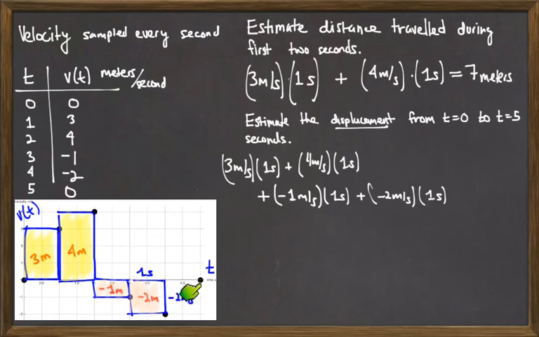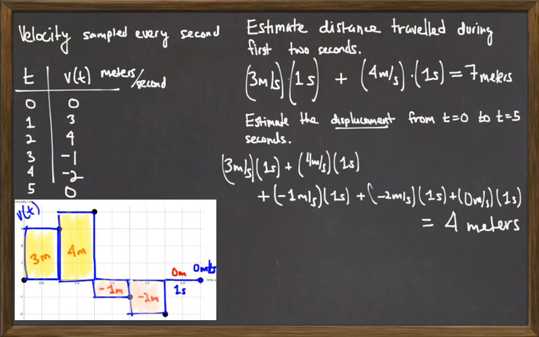Finally, at t equal to 5, my velocity is 0. I may as well assume that my velocity stays 0 meters per second for that 1 second period, and when I multiply 0 times 1, I would predict a displacement of 0 meters. I add that term in, 0 meters per second times 1, but of course that won't alter the final result at all. Finally, if I simplify all these expressions, 3 plus 4 minus 1 minus 2 plus 0, I'll get a net result of 4 meters. That's the displacement, or at least an estimate of the displacement from t equal to 0 to t equal to 5 seconds.